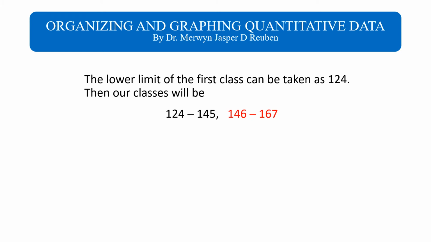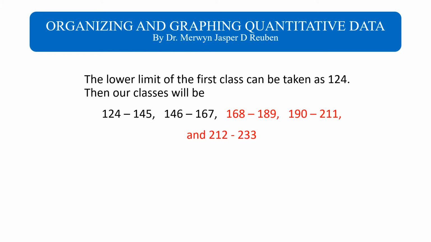The next class starts from 146. Again, you add 22 to it, we get 168. So we reduce 1 and write 167. So the second class is 146 to 167. Similarly, we continue dividing the classes and we get the third class as 168 to 189 and the fourth class as 190 to 211 and the fifth class as 212 to 233.